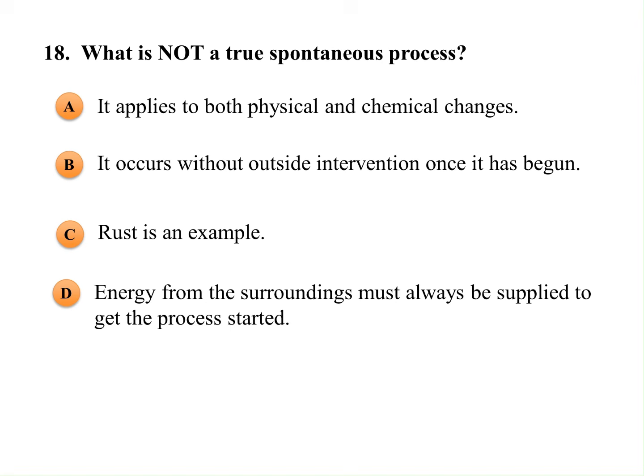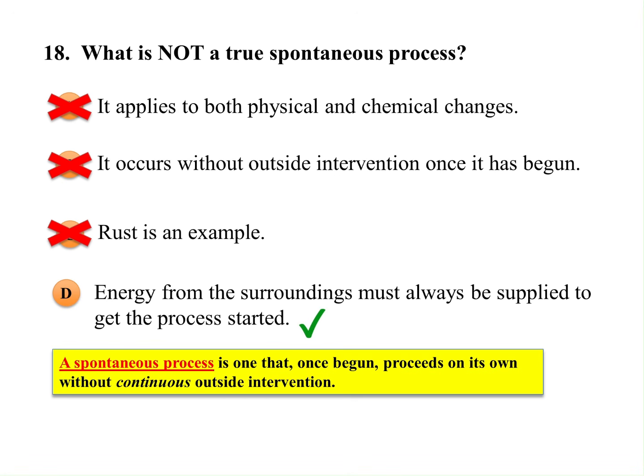What is not a true spontaneous process? The correct answer is D, because a spontaneous process is one that, once begun, proceeds on its own without continuous outside intervention.